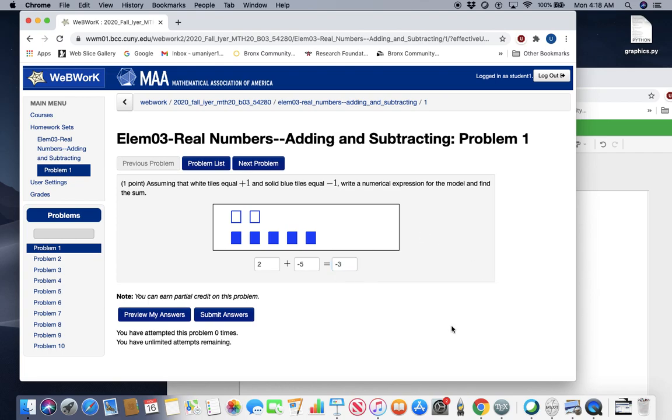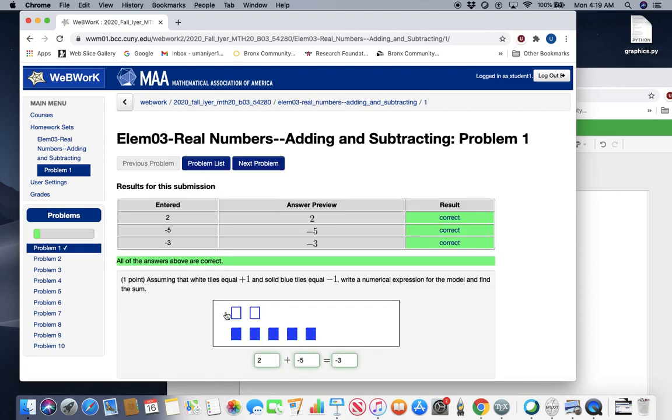Okay, another way of thinking: that has bigger magnitude, so the negative is going to be the answer and you are going to find the difference, right? So this is a very geometric way of thinking, visual way of thinking. Positive ones cancel the negative ones and you are left with these negative 3's. Next problem.